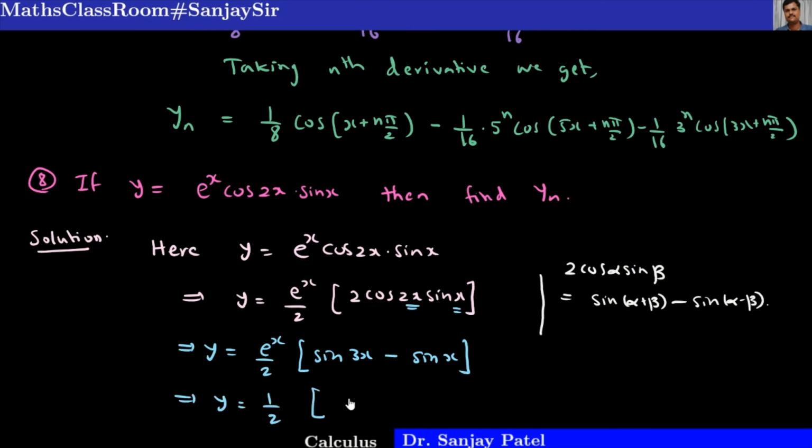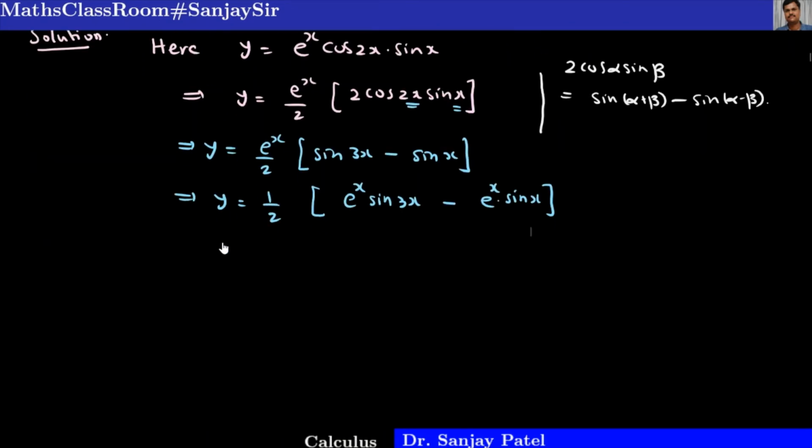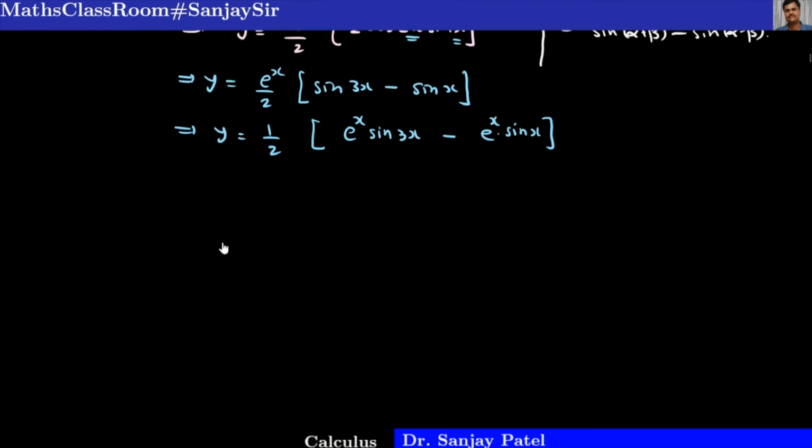So this now is in the standard form, because I can write this as 1 by 2 times e raised to x into sin 3x, and the second term also as e raised to x into sin x. So both of these terms are in the standard form of y is equal to e raised to ax into sin(bx plus c). And let us write down that formula.